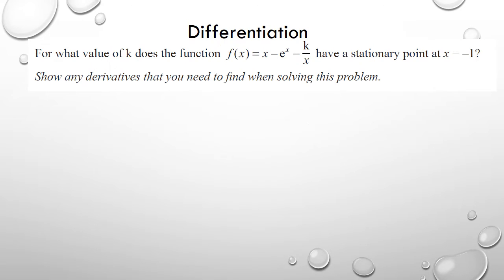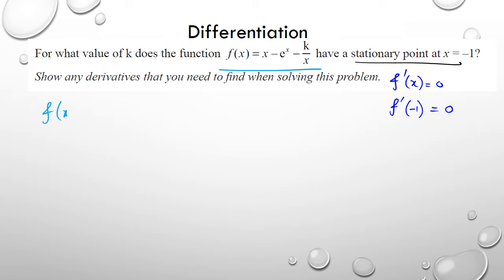Okay, next. This one is asking you, for what values of k does the function have a stationary point at x equals negative 1? Okay, so first off, what does stationary point mean? In other words, what's the gradient? 0. So we're actually looking for f dash of x equals 0, but because they tell you it has a stationary point at negative 1, we know that f dash of negative 1 equals 0. Now, we've got to differentiate f of x first to figure out what f dash of x is.